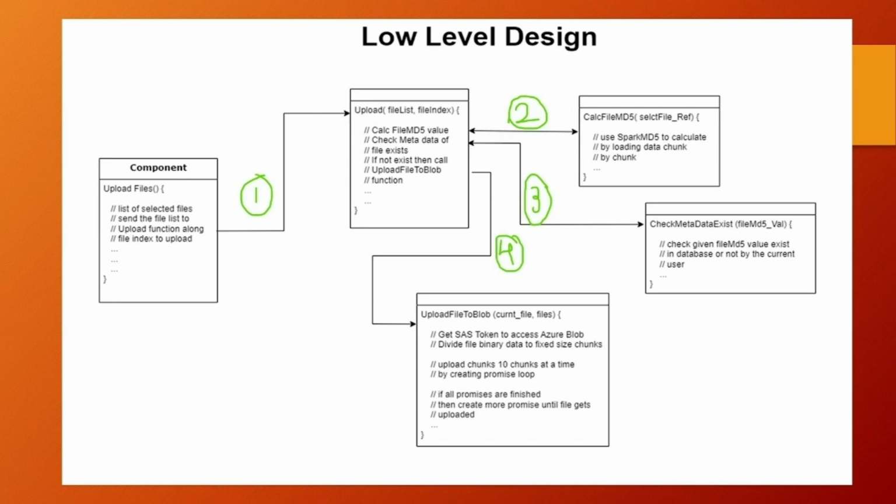If you read the comments, it will look like this. We receive the current file. Then, based on the SAS token which we got from the backend server, we can access the Azure Blob functionality. Since we are dividing the file binary data into fixed size chunks, we upload 10 chunks at a time by creating a promise loop. When all the promises are finished, we create more promises until the file gets uploaded. Yeah, so this is it.